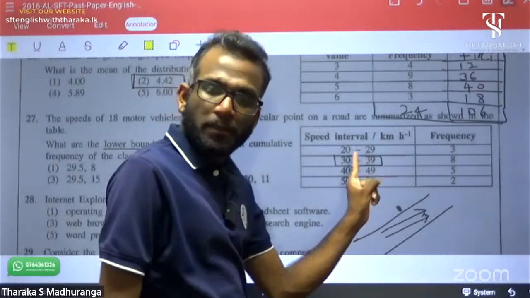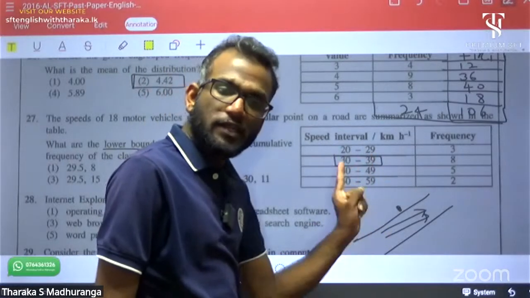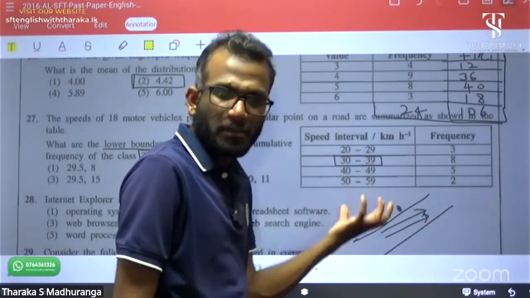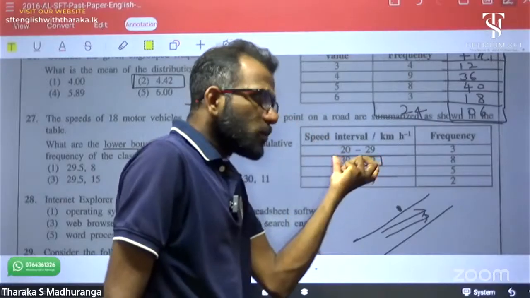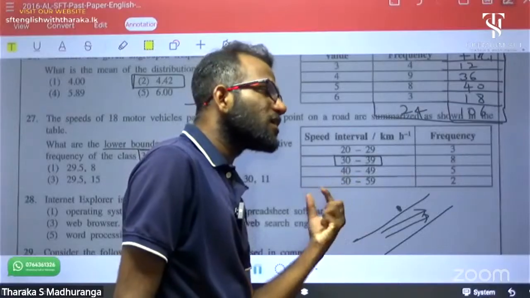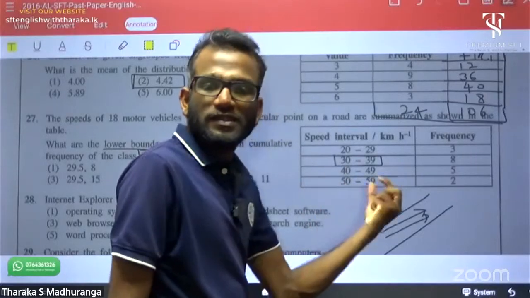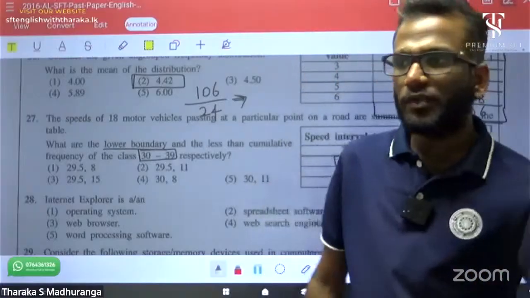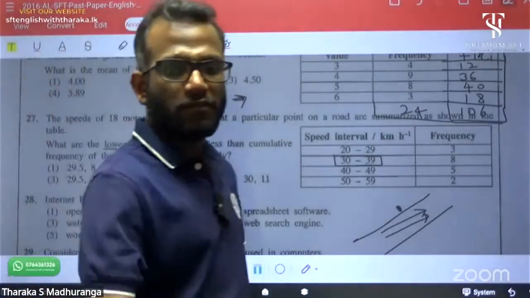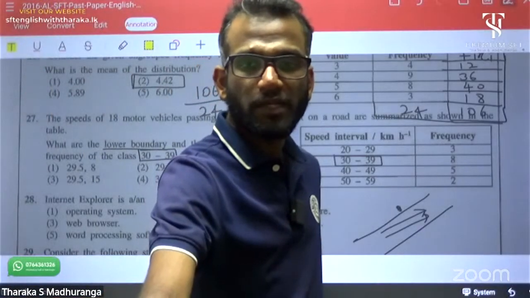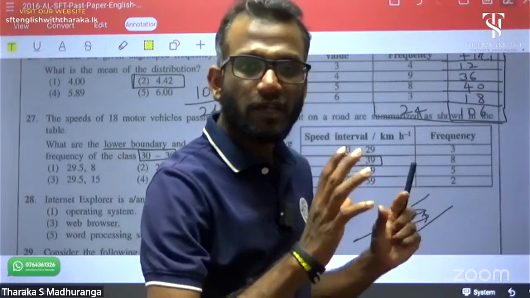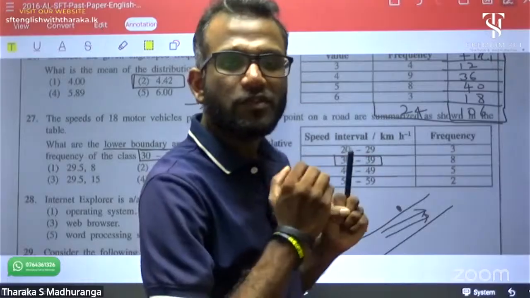First of all, is it a continuous group frequency distribution? Now they are group frequency distributions. They are groups. Tell me, is it a continuous group frequency distribution or a discrete group frequency distribution?